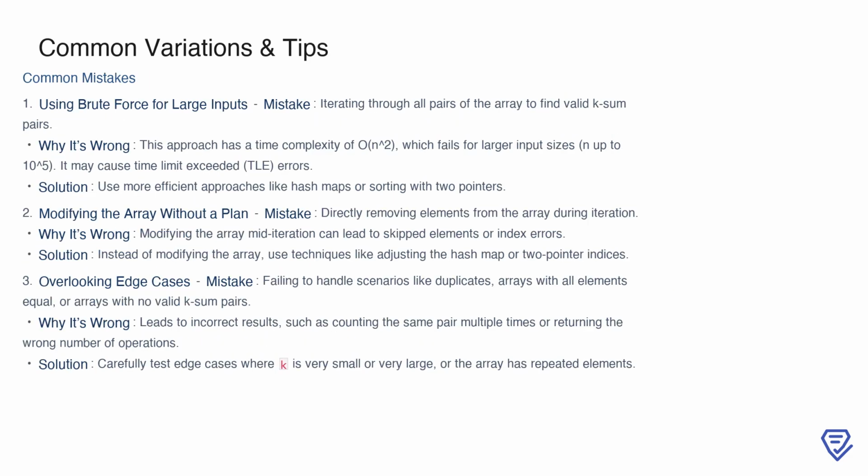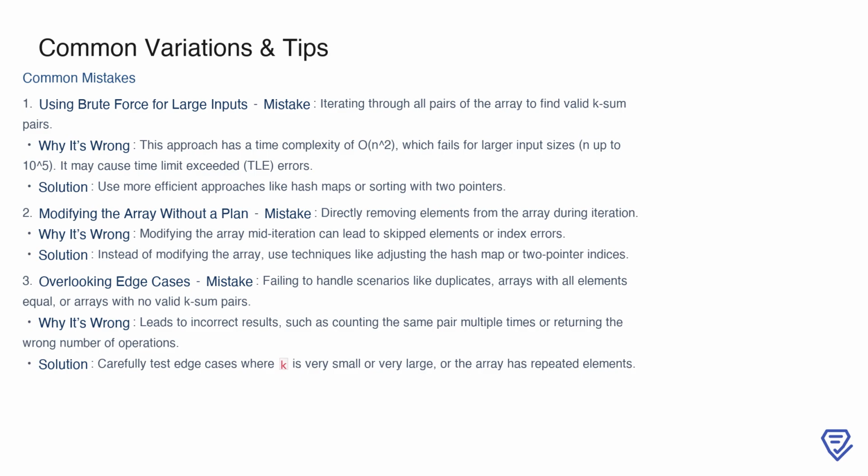One of the most common mistakes in solving this problem is relying on a brute force approach. This involves iterating through all possible pairs in the array to check if they sum up to the target value, k. The issue with this method is its quadratic time complexity, O(n^2), which becomes impractical for large input sizes, such as when n approaches 100,000. This can result in time limit exceeded errors. A far more efficient approach would be to use either a hash map or a sorting and two-pointer technique.